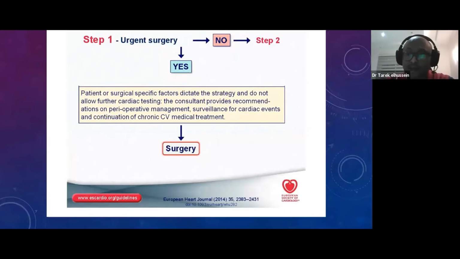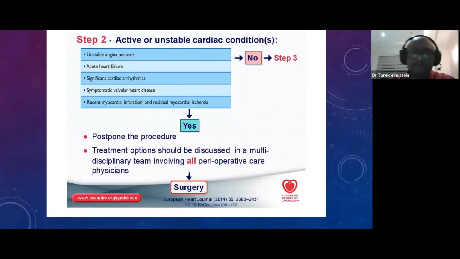If that's not an urgent surgery, so it's a surgery that can be performed after more than 24 hours, or it's an elective procedure, you move to step number 2. In step number 2, you ask yourself, after you get consulted and see the patient, whether the patient is having an active cardiac condition or not.